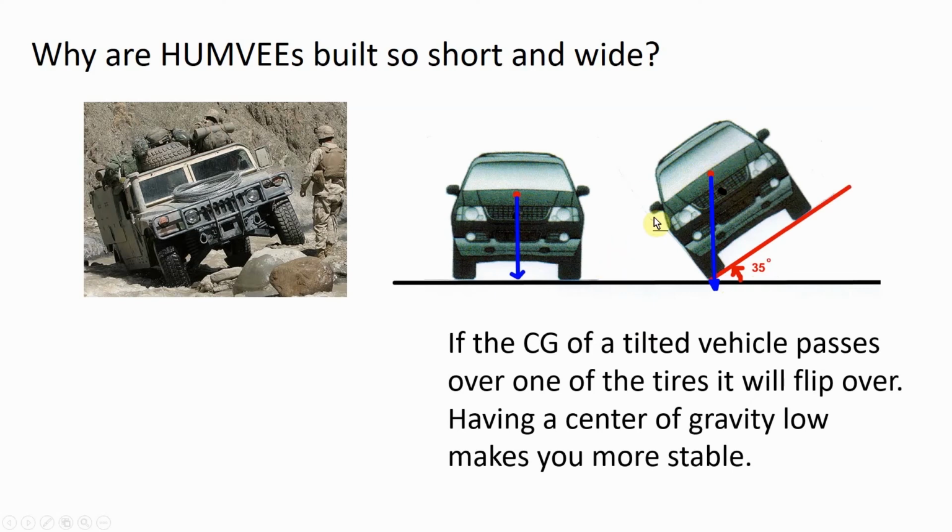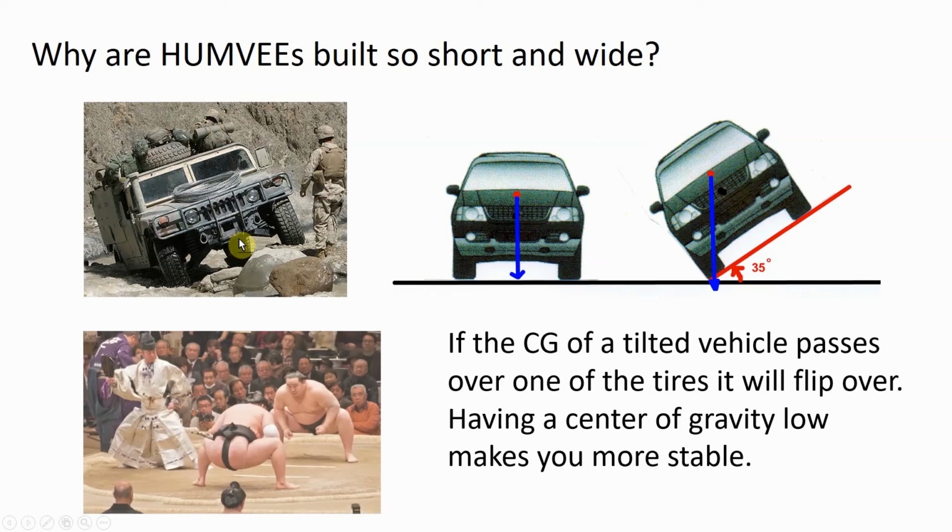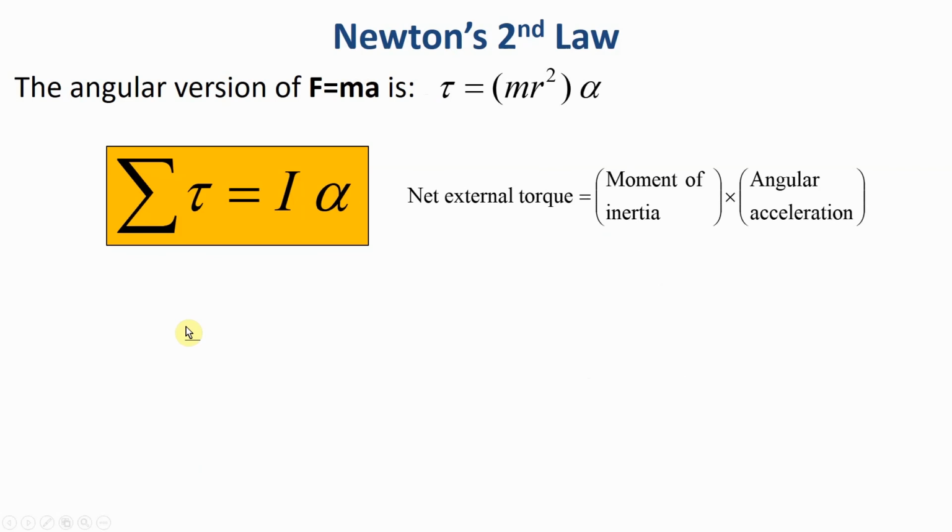This is why SUVs that are tall and heavy can be unstable and flip. But if my SUV is short and squat and wide, it can tilt at extreme angles without flipping over. Other things that are really good at this, sumo wrestlers. This is why they stand the way that they do.